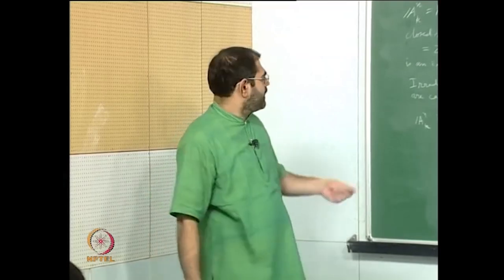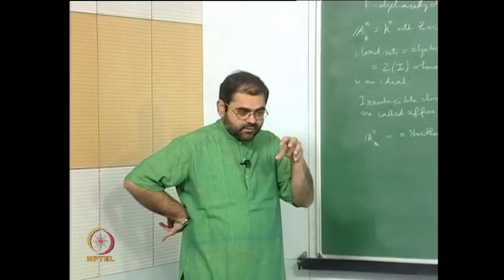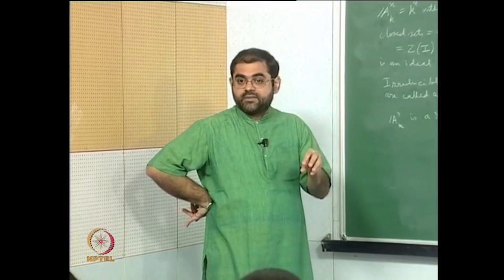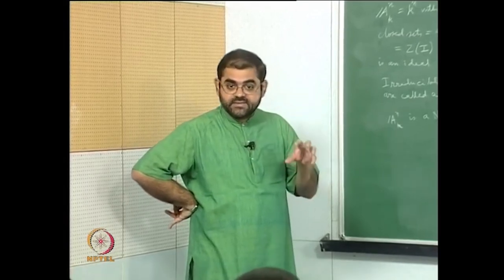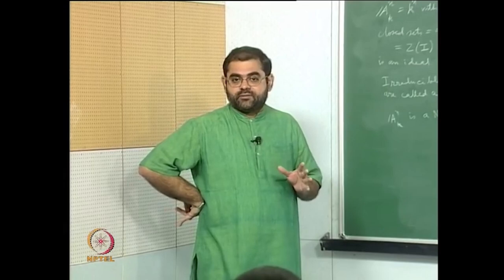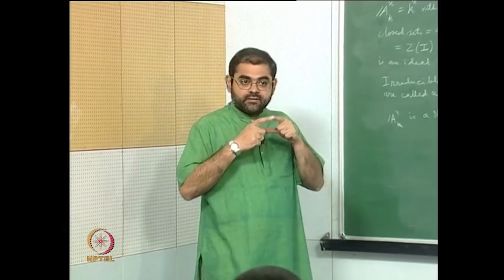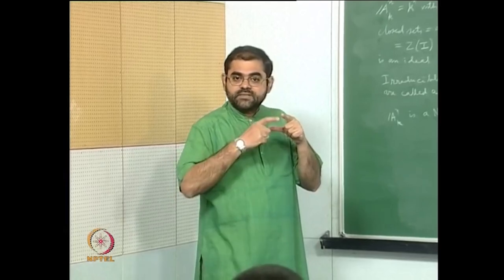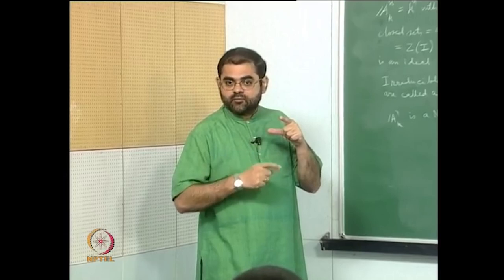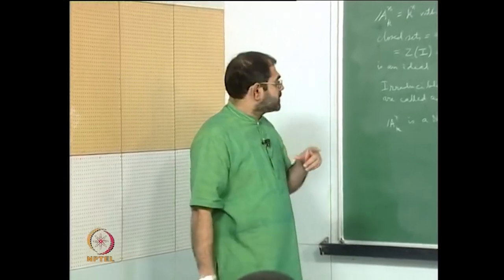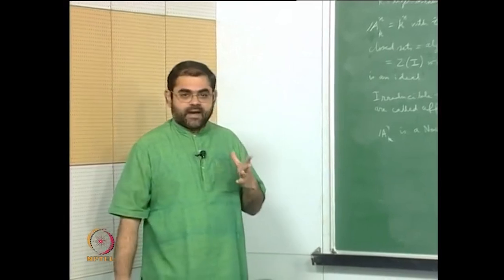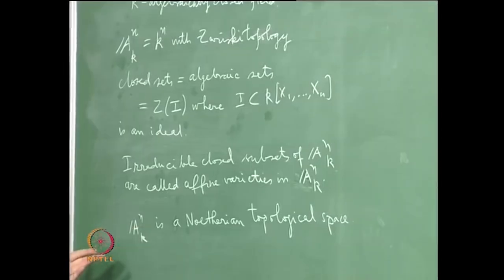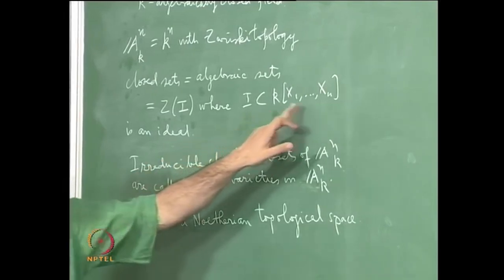Another way of saying it is that if you take a descending chain of closed subsets such that at every step it's a proper containment, that means it's a strictly descending chain of closed subsets, then that has to be only finite. You cannot have an infinite chain of closed subsets which are becoming strictly smaller one after the other. So this is the descending chain condition for closed subsets, and this condition translates into the ascending chain condition for ideals in this polynomial ring.